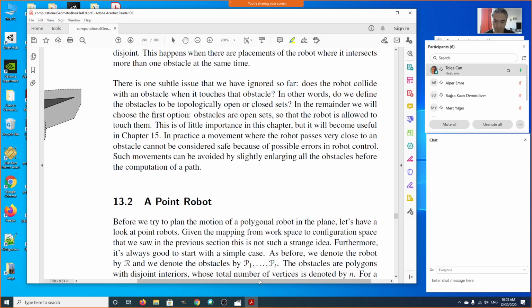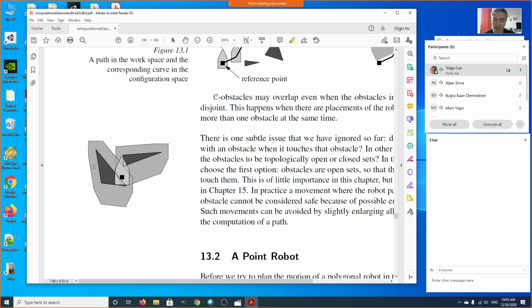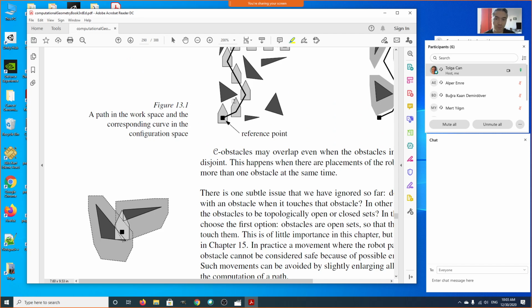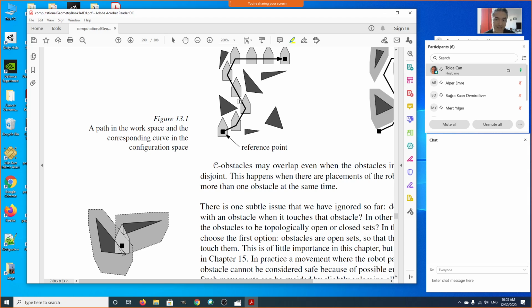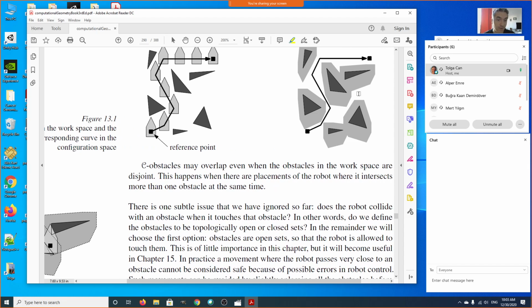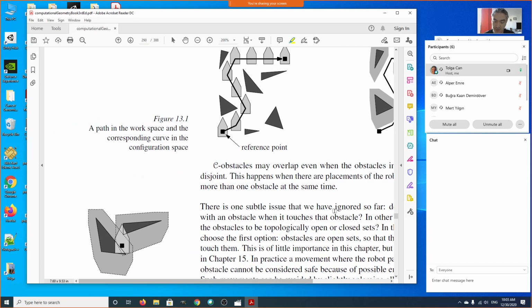By the way, let me also talk about what this figure is about. This figure is basically saying that although the workspace obstacles are not intersecting with each other, when we expand them to account for polygonal robots in the configuration space, the configuration space obstacles, the expanded polygons, may actually intersect with each other, which will indicate that there is no free space in between them. The robot cannot fit through this region between these two obstacles, and it's indicated.